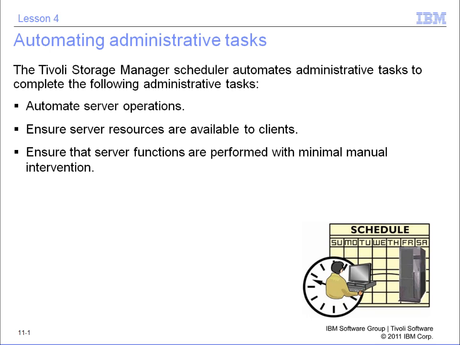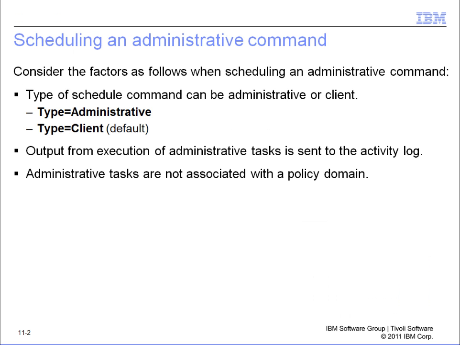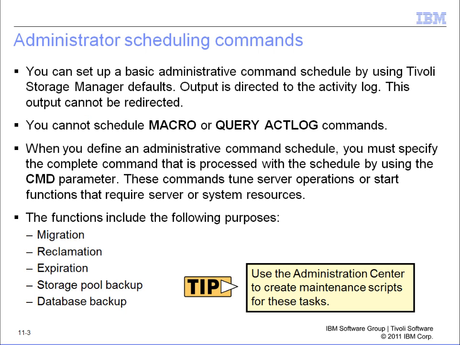We're also going to show you in this lesson how to do this with a command line. When you're scheduling an administrative task, you'll need to specify type equals administrative because type equals client is the default. When you were defining client schedules, you needed to associate it with a policy domain. That's not the case with the administrative tasks. You can schedule pretty much any administrative command other than query actlog. And your activity log is where the output of your schedules will go.